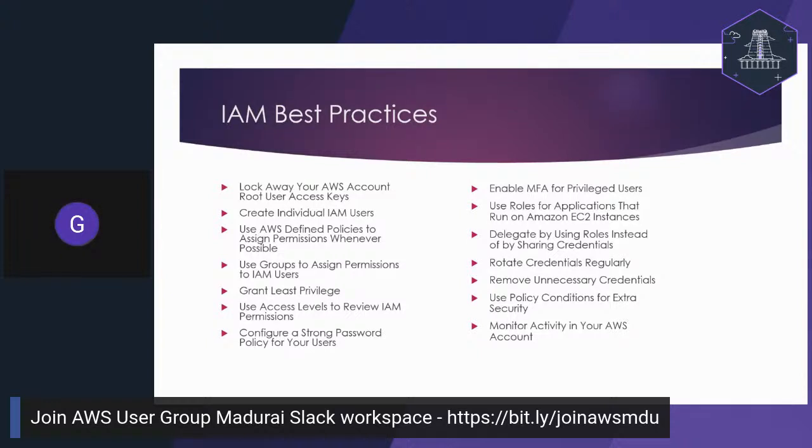Then create individual users, the same thing. Next is define policies to assign permissions where possible, using AWS defined policies. The reason is that AWS keeps updating its managed policies as and when it introduces new permissions. So if you use an AWS managed policy wherever possible, it will help keep your policy updated. Then use groups to assign permissions to users. Like we discussed, you should always assign permissions to groups rather than individual users, and grant least privilege. Then use access levels to review IAM permissions.